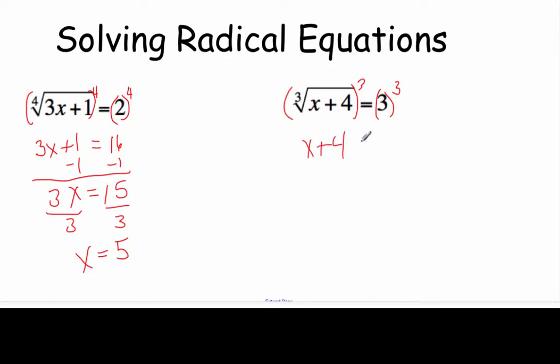So x plus 4 is equal to 3 times 3 is 9, times another 3 is going to give me 27. Subtract 4 from both sides. I'm going to end up with x equaling 23. Take that value, substitute it in, you see that it works.